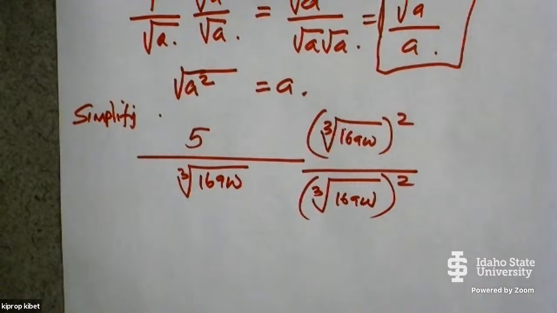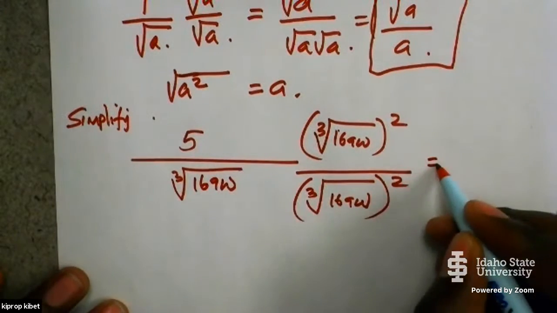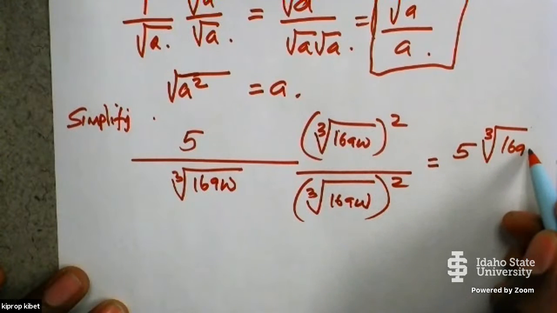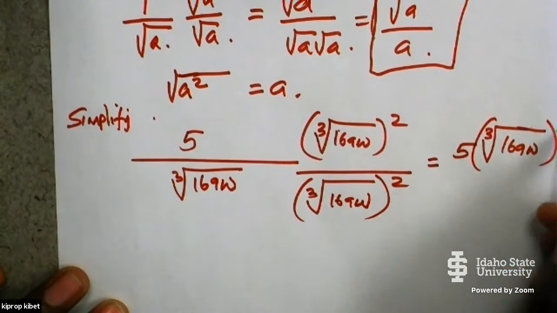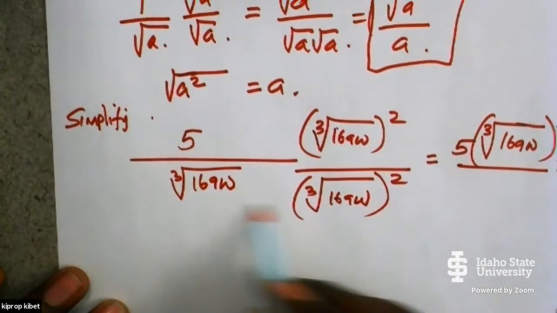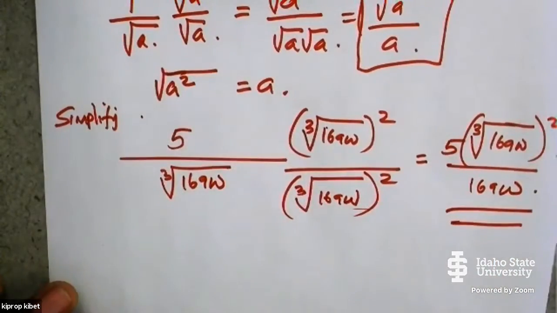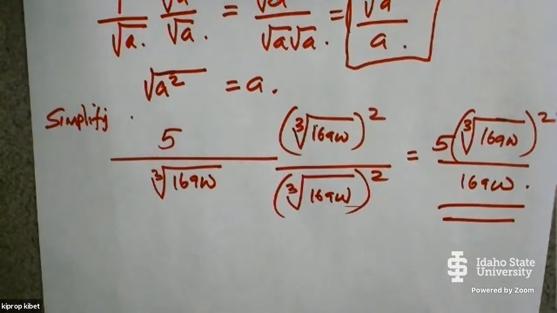So when you simplify this, you get what? 1. So therefore, this is equal to 5 times the cube root of 169 W squared, all over 169, because the radical becomes 1. So you look for a way of removing this radical down here by rationalizing. You rationalize that radical.